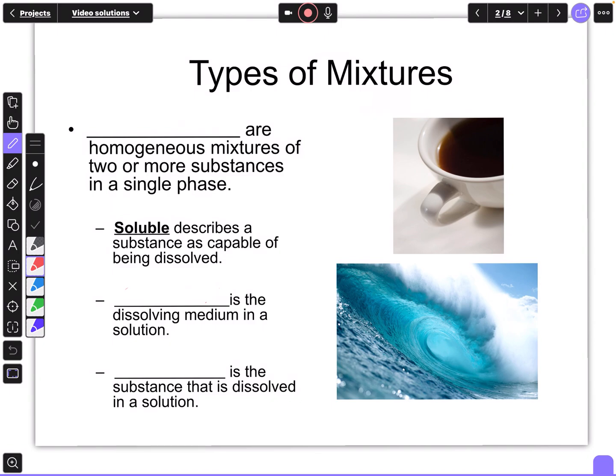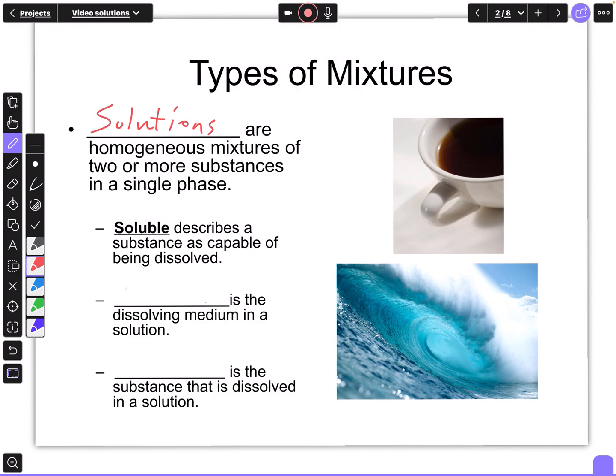Now, we'll talk about some types of mixtures. First, solutions are homogeneous mixtures of two or more substances in a single phase. Earlier in the year, like in Unit 2, we talked about homogeneous mixtures and heterogeneous mixtures. Homogeneous mixtures were ones where you mixed them together and you cannot tell the individual components. Think about a soft drink or orange juice or Kool-Aid. You can't see the sugar that's dissolved in the liquid. So that would be a homogeneous mixture and would be considered a solution.